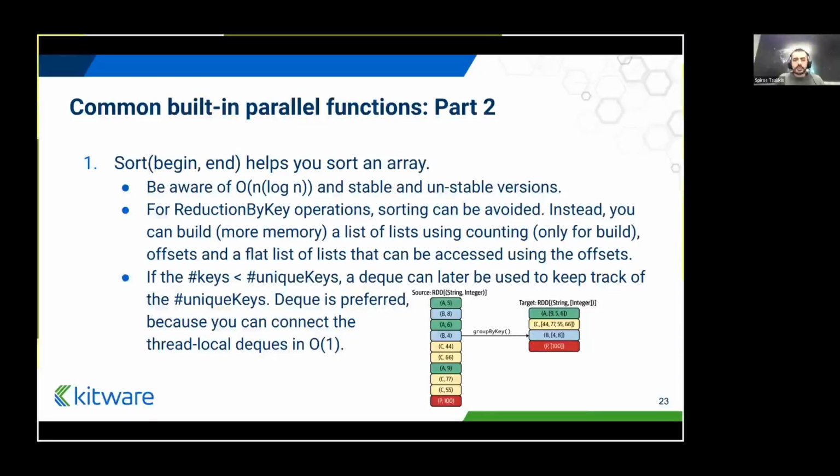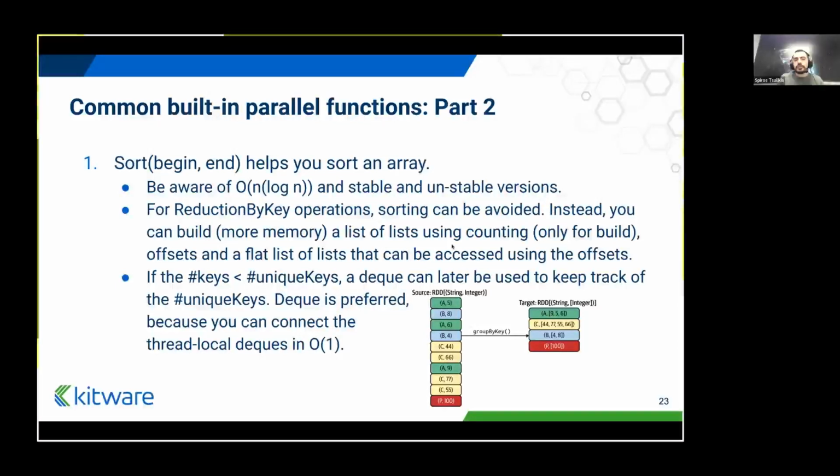Now, if you want to use sorting for operations like reduction by key, where we can see an example down here. For example, we have A5, B8, A6, B4, and we want to basically create a list of lists. You can avoid using sorting, which would be the easy case, to just sort them and get the extents of every single key. You can avoid that by using counting, offsets, and a flat list of lists. And if you want to look into a specific implementation of how that would look like, you can look at the VTK library, static cell links. It's a common approach that actually implements that.